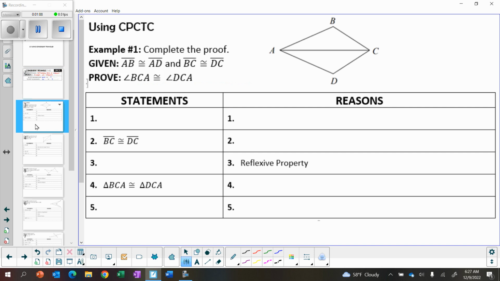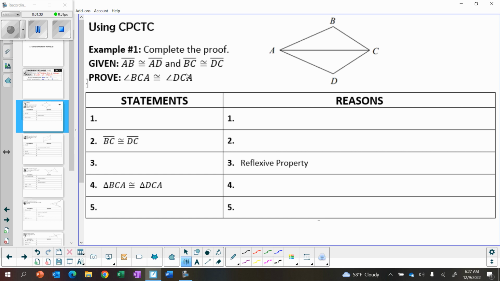So in this proof, it's asking us to prove that angle BCA is congruent to angle BCA. And unless they told us that there was a bisector or something like that, I couldn't prove that those two angles were congruent. So what I would do is I would first prove these two triangles are congruent, because then any of their matching corresponding pieces would also be congruent.